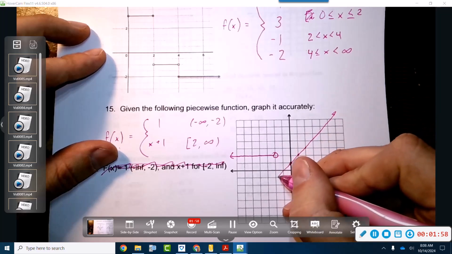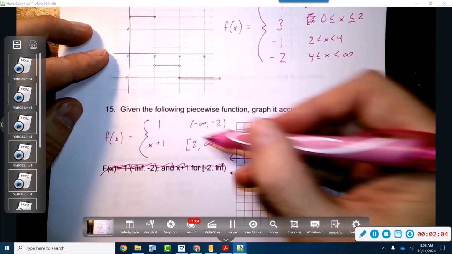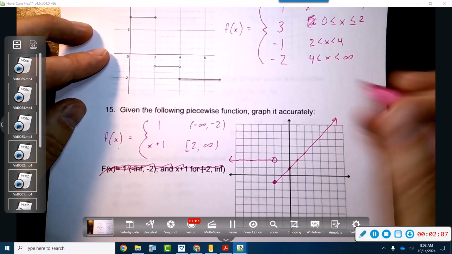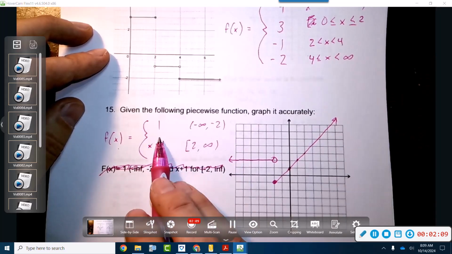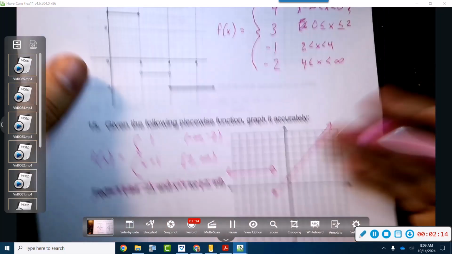Okay. Then we include it. Alright, and that's it. Only 2 pieces for this guy. One's -infinity, the other's +infinity, so that's all you needed to do. Just remember this is a graph of a line, and that's a step, or just a flat line.